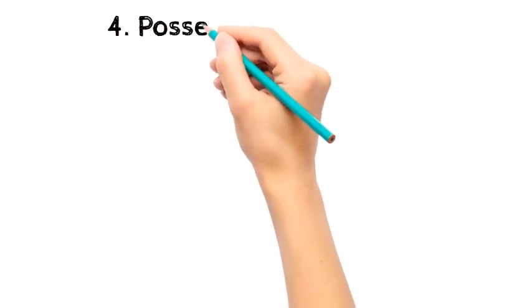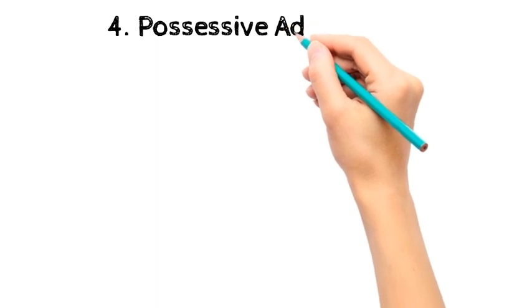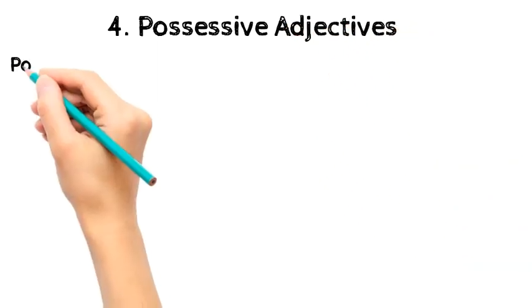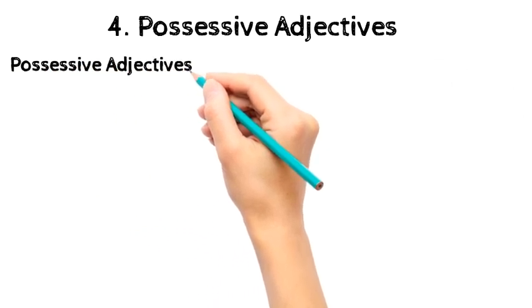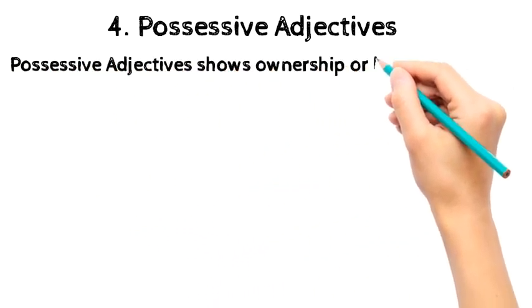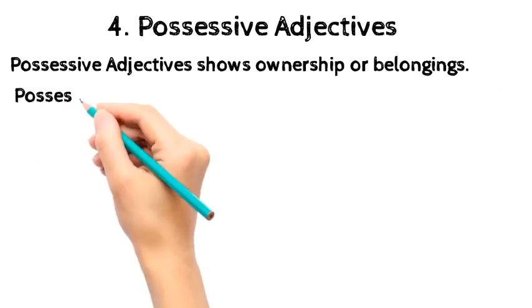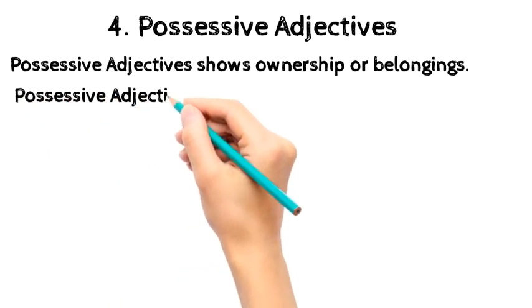And now let's come to our next one, and that is possessive adjectives. Basically, possessive adjectives show ownership or belonging. Now there will be one question in your mind: possessive pronouns also show ownership or belonging. So let me explain the difference between these two.